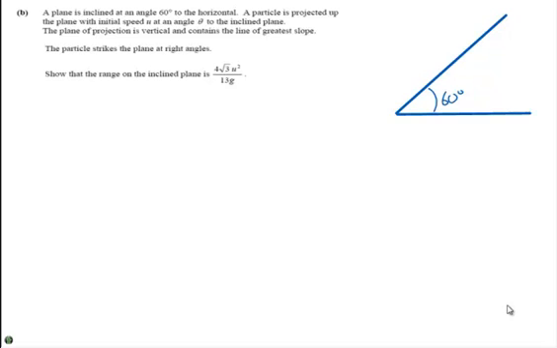Next thing that we know is that a particle is projected up the plane with an initial speed u at an angle of theta to the inclined plane. So we'll draw this in green maybe. So it gets projected up this plane here. I'll actually undo that, it's a bit too high. Up this plane here like that at an angle of theta.